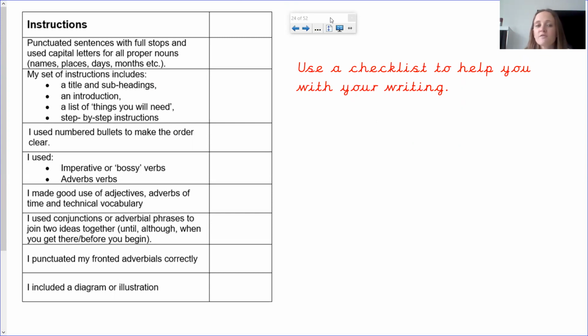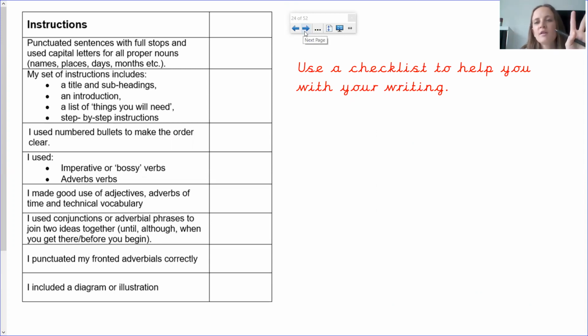Have you used imperative verbs? Have you used adverbs or verbs? Have you made good use of your adjectives, your adverbs of time, and your technical vocabulary? Have you used conjunctions or adverbial phrases to join your two ideas? And I've also given you some examples there. So although, when you get there, before you begin, have you punctuated your fronted adverbials correctly with a comma? Have you included a diagram or an illustration with a caption of what it is and maybe a title of what it is, a subtitle?